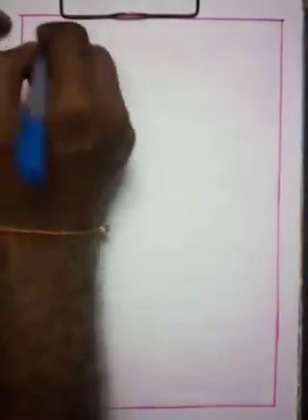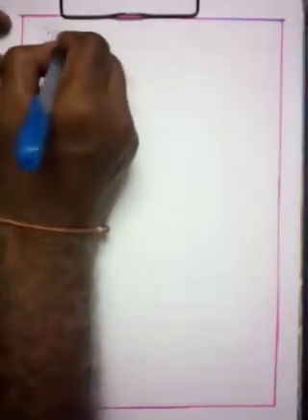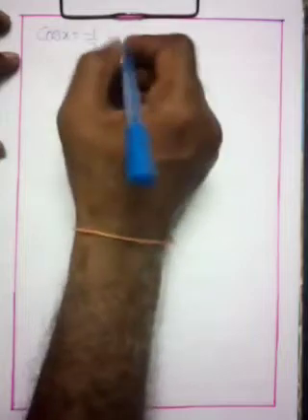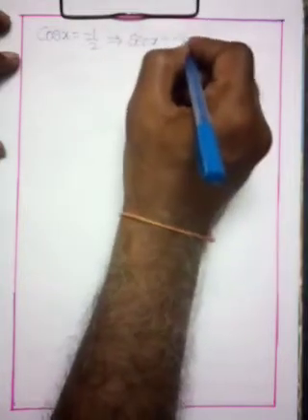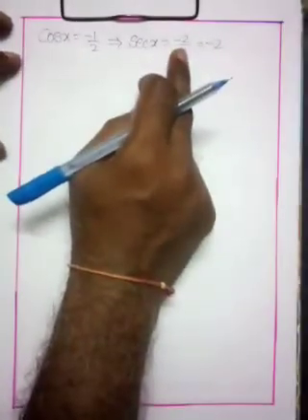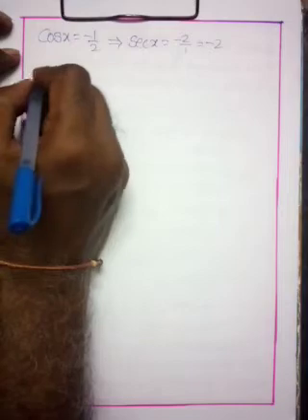Here the cos x value is already given in the question itself. Cos x is equal to minus 1 by 2. This implies its reciprocal, that is secant x, is equal to minus 2 by 1, that is equal to minus 2. Understood this step, my dear children? Right. Now come to tan x.